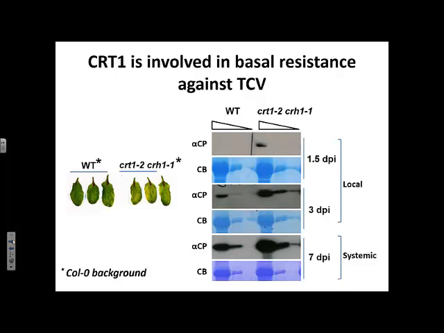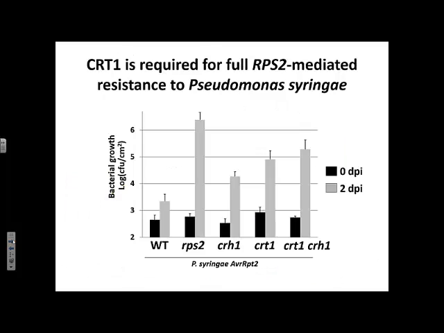So the next question we had was, okay, so far we have tested the virus. How about bacterial pathogens? So we use Pseudomonas carrying AvrRpt2. This is something that I have already introduced. RPS2 is the corresponding resistance protein. So that's the one that we recognize. Here we have wild type and rps2. This is the control. rps2 is the mutant that doesn't have RPS2. Therefore, this one completely lost ETI to Pseudomonas syringae carrying AvrRpt2.